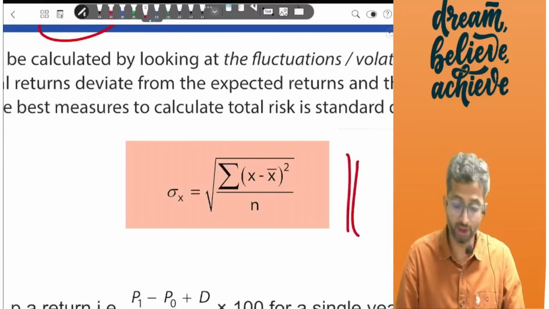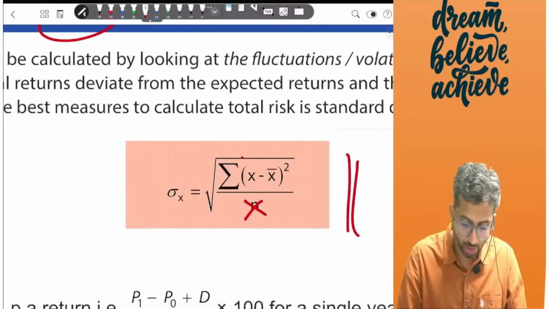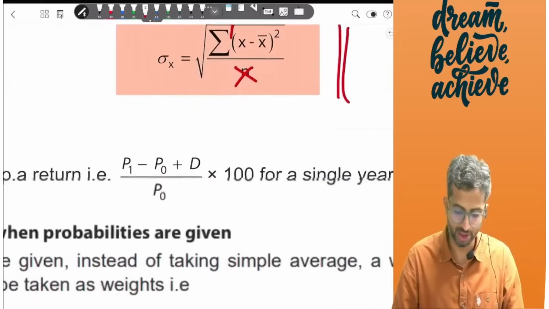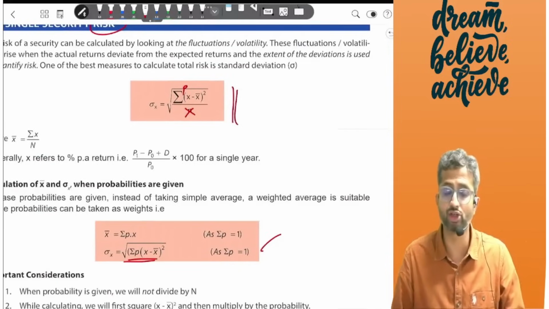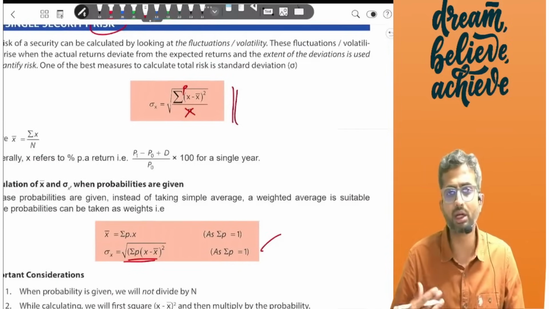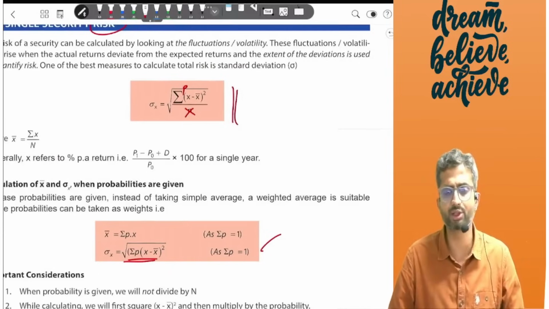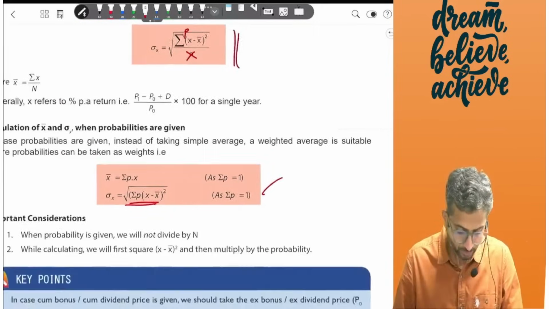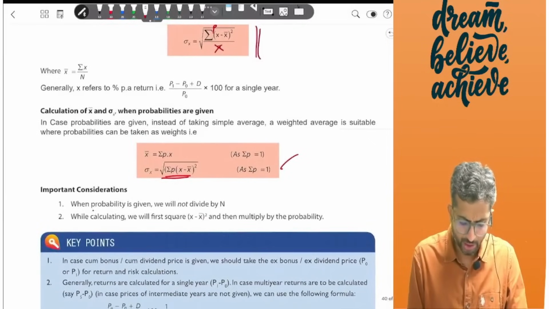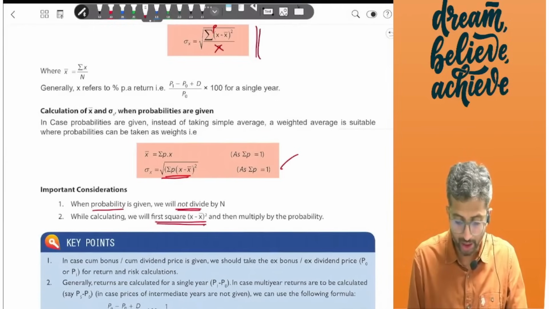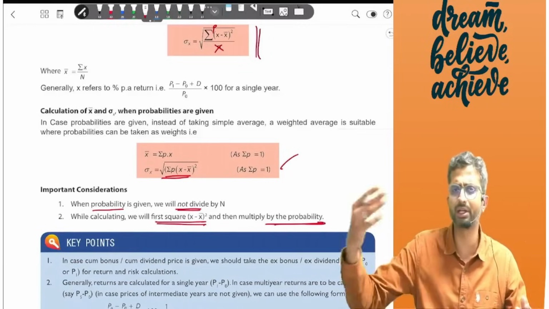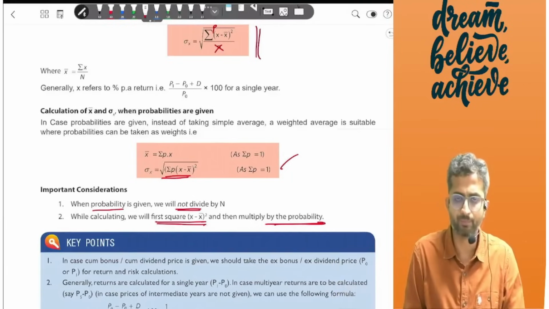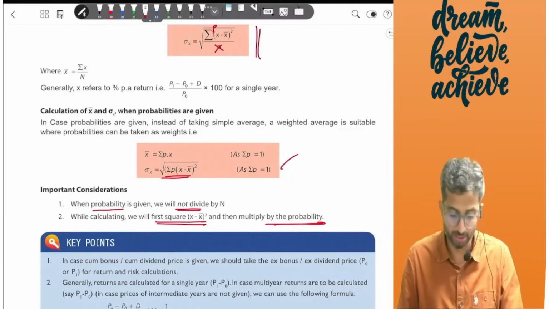If the probabilities are given, instead of dividing by n, you will multiply it by p. So the square root of summation of p into (x minus x bar) the whole squared will give you the standard deviation in case probabilities are given. Similarly, the average return when the probabilities are given is going to be summation of p into x. Important considerations: whenever probabilities are given, we will not divide by n, and while calculating we will first square and then multiply by probability. The usual BODMAS rule, if you are aware, that you will first open the brackets and then you will multiply, divide, as the case may be.